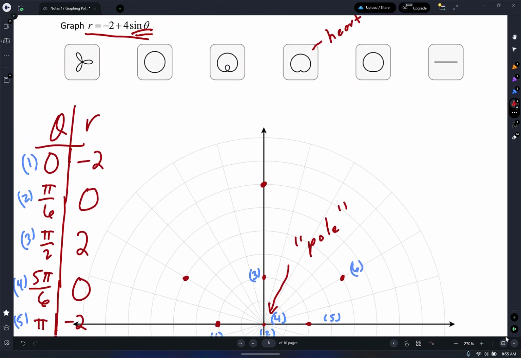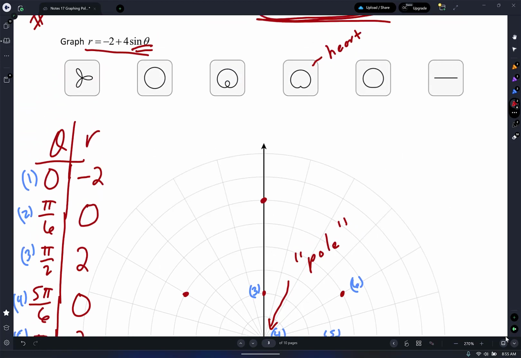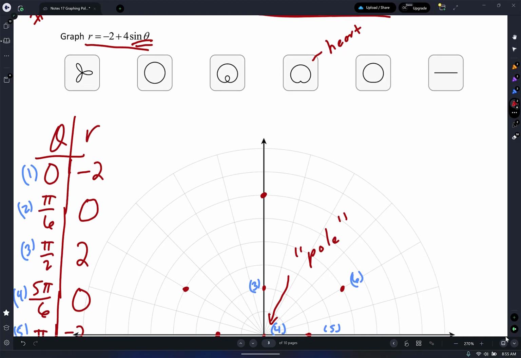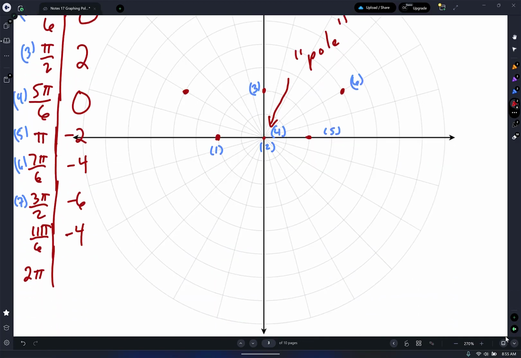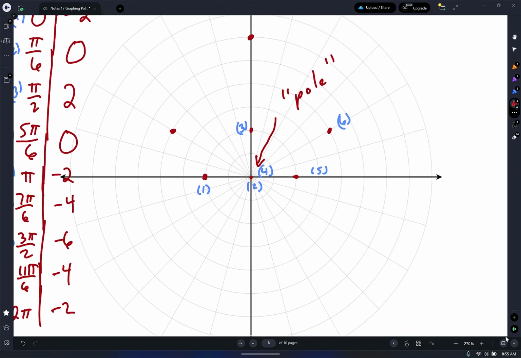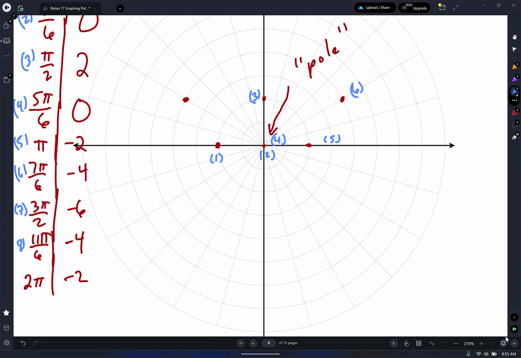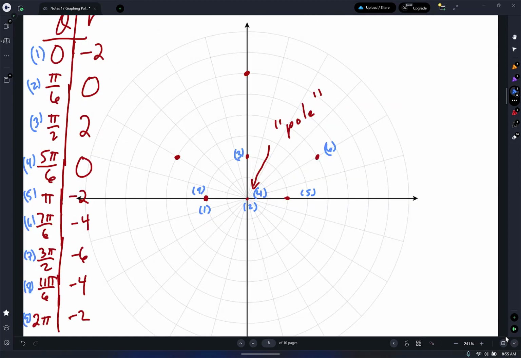Sine of 2 pi is 0. 0 times 4 is 0. Negative 2 plus 0 is negative 2. So 2 pi, so full revolution, negative 2. I'm back here at that point. So this is number 7, number 8, number 9. I'm back here. Okay. How do I connect these points?